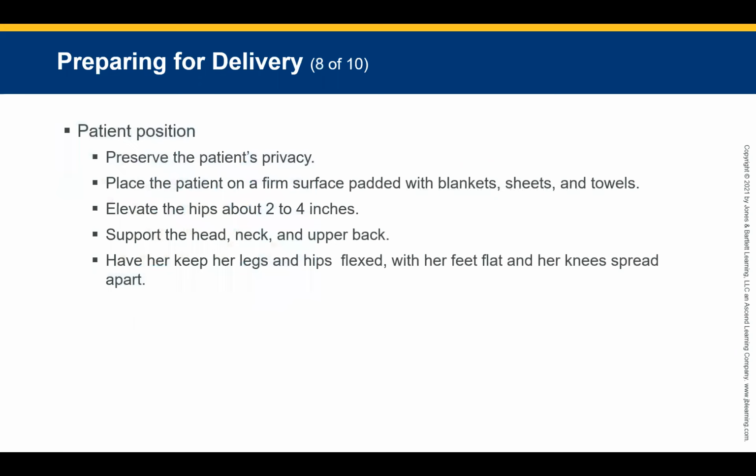The patient's clothing should be removed or pushed up to her waist, and pants and undergarments should be taken off. Preserve the patient's privacy as much as possible. Place the patient on a firm surface that is padded with blankets, folded sheets, towels, pillows, it doesn't matter. Elevate the hips about 2 inches with a pillow and or blankets. Support the patient's head, neck, and upper back with pillows and blankets. Have her keep her legs and hips flexed with her feet flat on the surface beneath her and her knees spread apart.